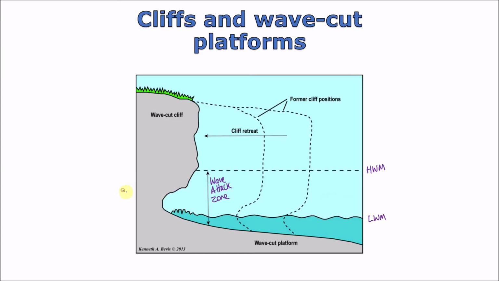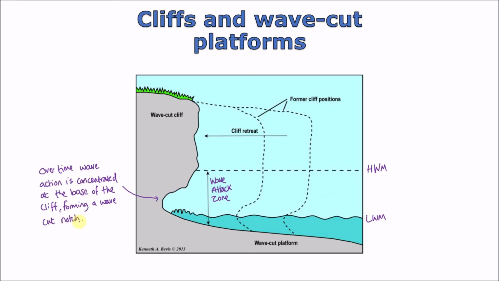What that does is create at the base of a cliff a little notch at the bottom, and we call this a wave cut notch. So let's add an annotation onto our diagram to explain that. So we could say that over time wave action is concentrated at the base of the cliff, forming a wave cut notch. So the waves have eroded that notch out of the cliff there.